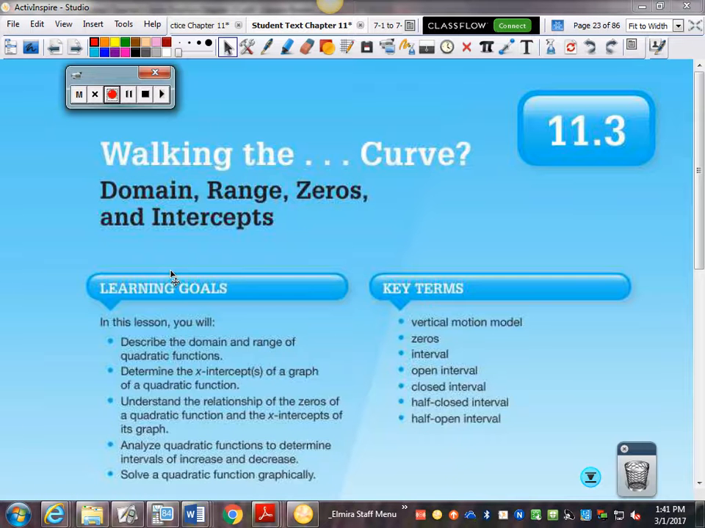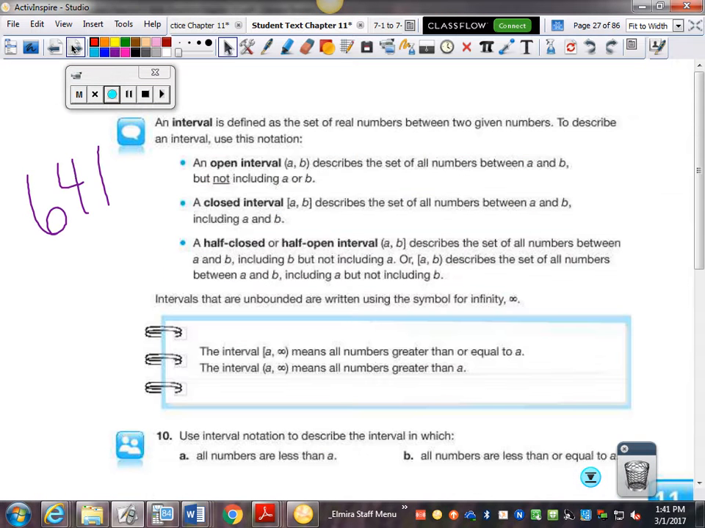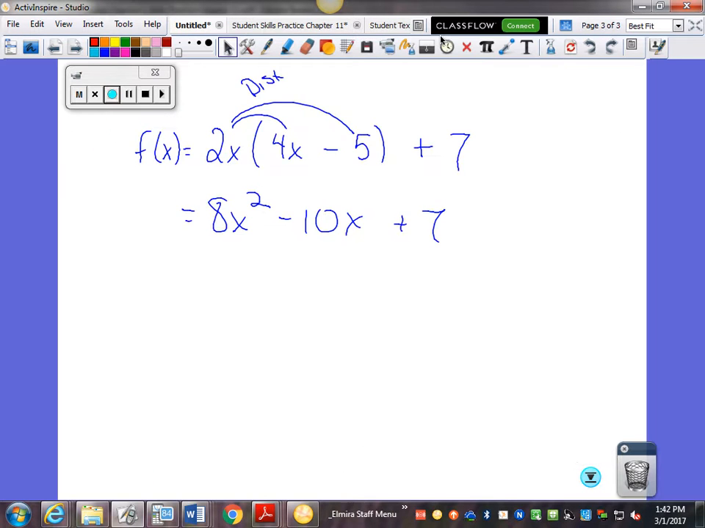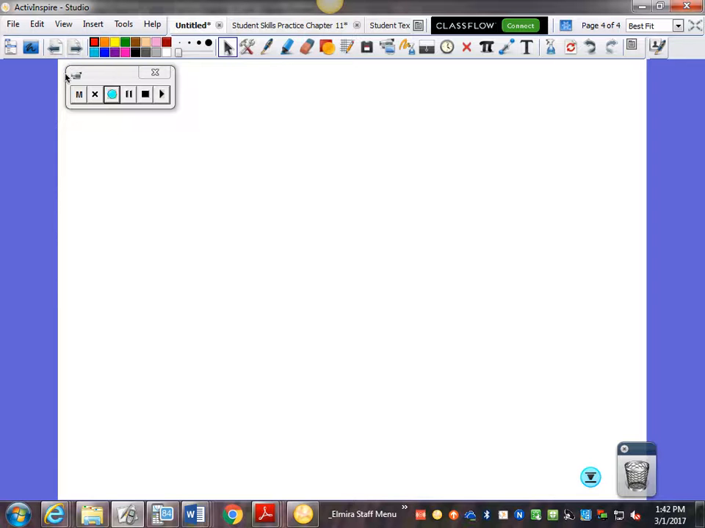Now we're going to get into 11.3. The way I taught this in class, I went out of order, so we're going to fast forward a little bit. On page 641, I started off this lesson by talking about interval notation. Interval notation is when we're talking about an interval on a graph, a certain portion of the x-axis or maybe a certain portion of the y-axis.